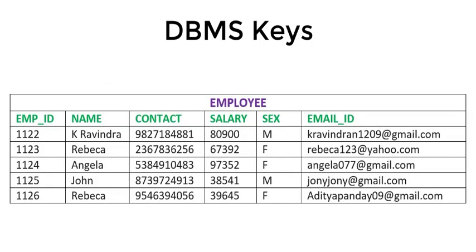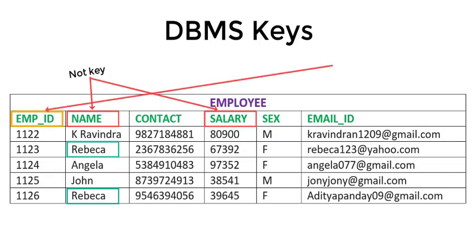Suppose in this table employee, under name column Rebecca is twice. So name cannot be a key. Similarly, it might be possible two or more than two employees get the same salary, so we cannot consider salary as a key. But EMP-ID is always unique, so EMP-ID is a key. Similarly, contact and email ID can be a key.